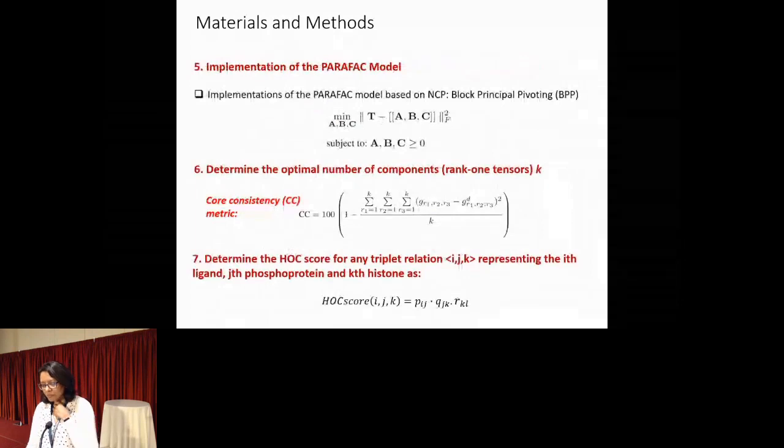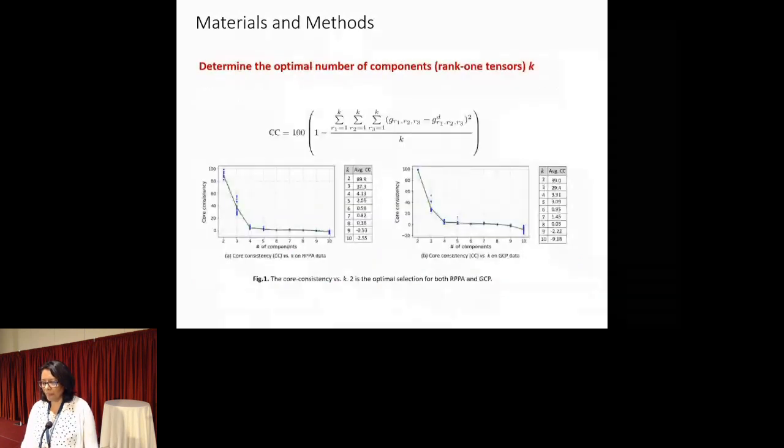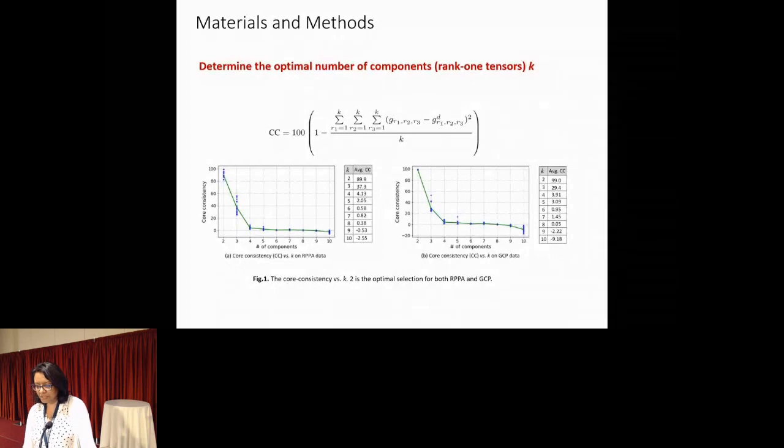And then in the last step, we calculated the higher order correlation score using this triplet relation that we get from the latent factors, and then augment them into what we call the correlation matrices. Here are some of the runs that we did, about 500 runs with different K, to see which is the optimal K that we can find.